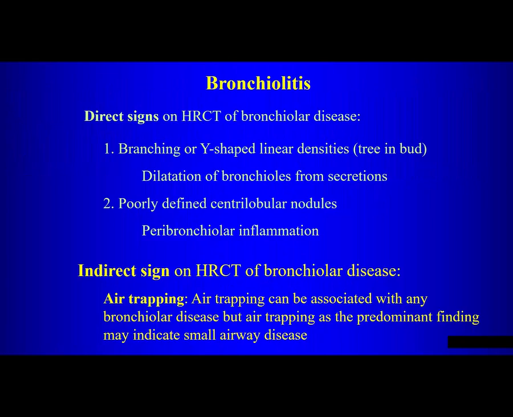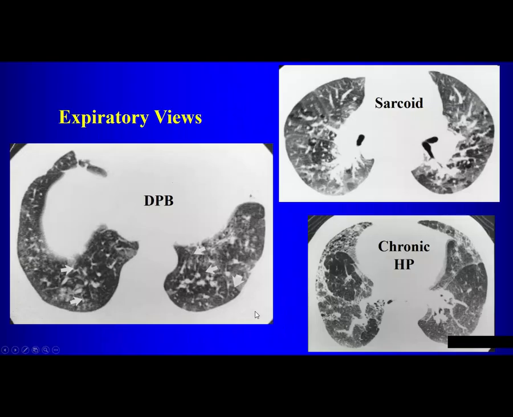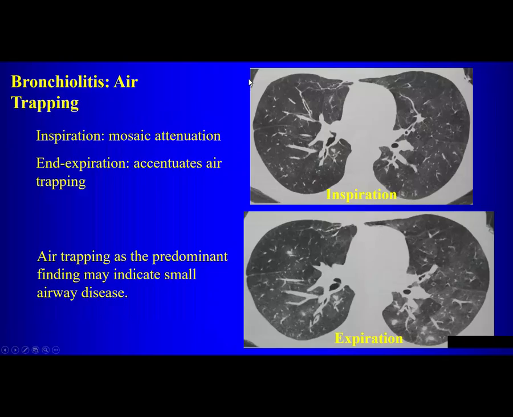Indirect signs of airway disease, and this is where we have air trapping as the sign of the airway disease. Now, the first thing is any diffuse abnormality of the lung can be associated with air trapping. So there's an example of panbronchiolitis, sarcoid, chronic hypersensitivity pneumonitis. Any diffuse disease of the lungs can give you air trapping on expiratory views. So if you have air trapping on expiratory views in somebody with underlying lung disease, it may not be that helpful as a finding because the diffuse lung disease can cause air trapping.